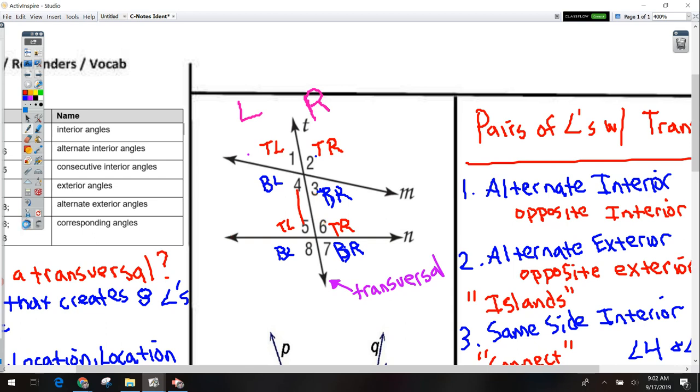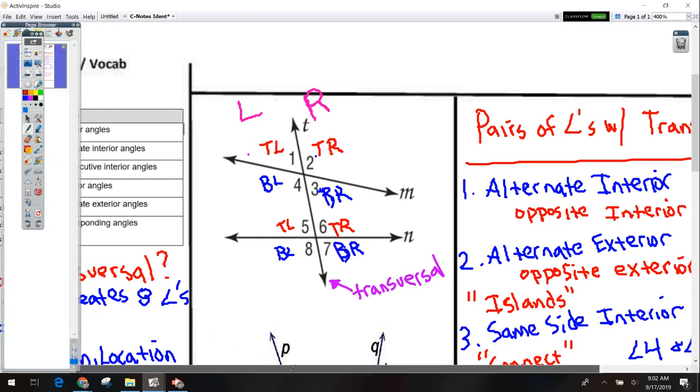So exterior angles, we call them the islands. You'll notice that angle 8 is all by itself. If you cross a line, then you could connect, but it's all by itself, so you can't without crossing the line. Angle 7 is all by itself on an island, angle 1, angle 2. So if the angles are on islands, that means they're in the exterior. So that's the big way to establish between interior and exterior. Interior you can connect without crossing a line. Exterior is on an island, so you cannot connect without crossing.